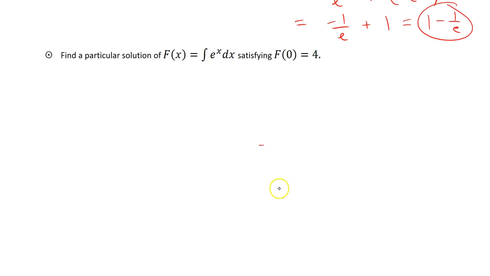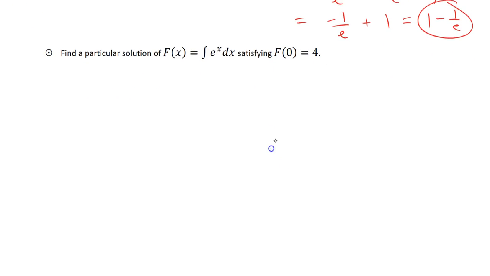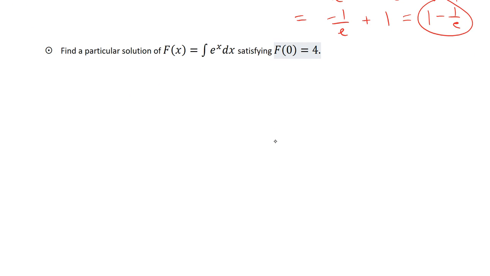You can also do any of these types of extra integration problems with this. If you want to find a particular solution, that's fine. And with the derivative also, I mean, you can always find the equation of a tangent line. You just have to find the derivative. So here I want to find a particular solution of the integral of e to the x dx satisfying f of 0 equals 4. So I know that capital F of x is going to be the integral of e to the x with respect to x, which is e to the x plus c.